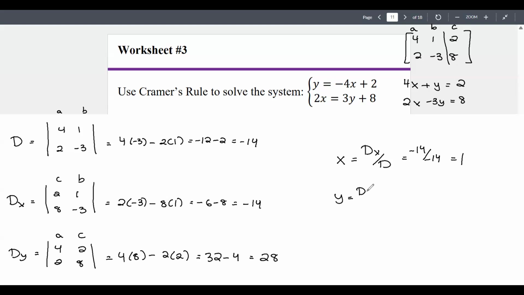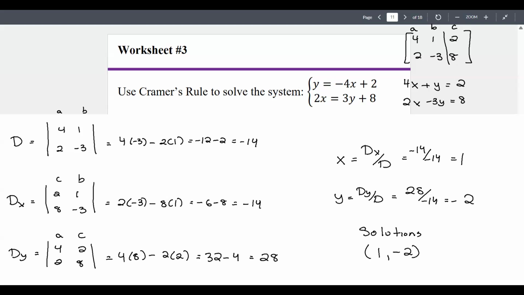y will be Dy over D. So 28 over negative 14, which comes out to negative 2. So my solution is going to be the ordered pair 1, negative 2.